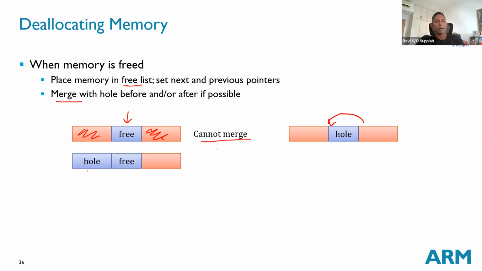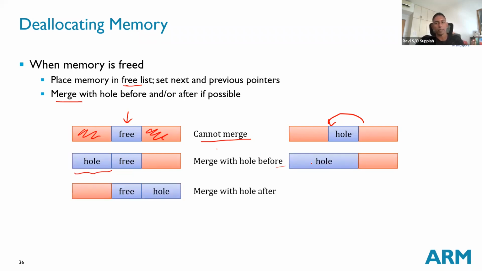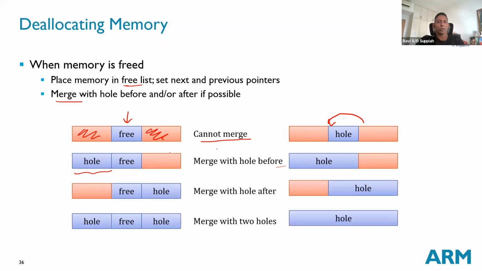But if I have a free space and a hole is there on one side of it, I can choose to merge, and then I can create a bigger hole. Same thing over here or here. So the merging is easier the moment you have holes next to each other, that means some space is freed up next to or before each other.